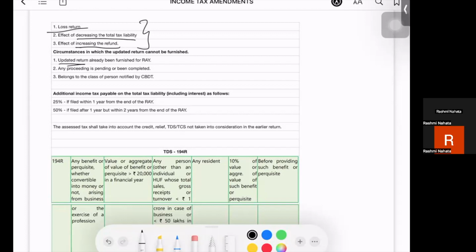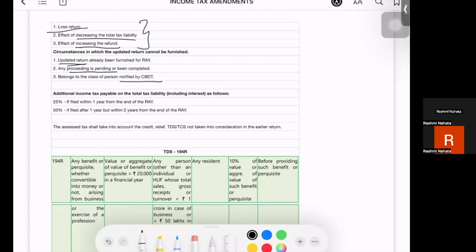If an updated return is already filed, you can only file once. You can't keep revising it. If any proceeding is pending, if any notice has been issued, or if CBDT has notified a particular clause to not file such returns, this shall be applicable.